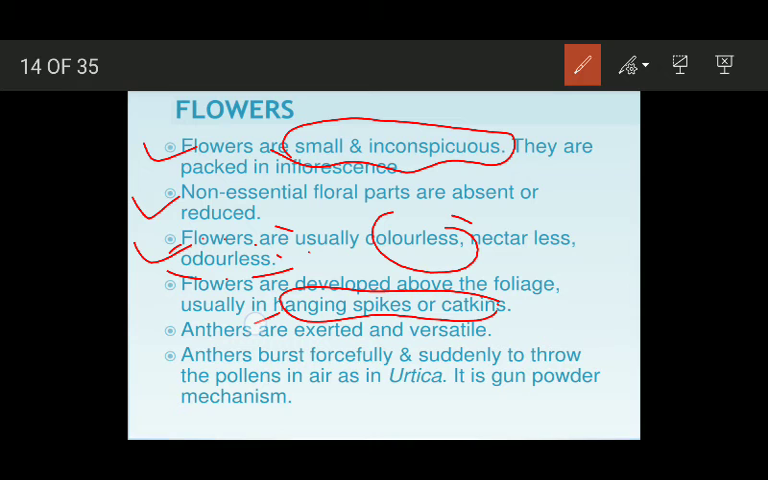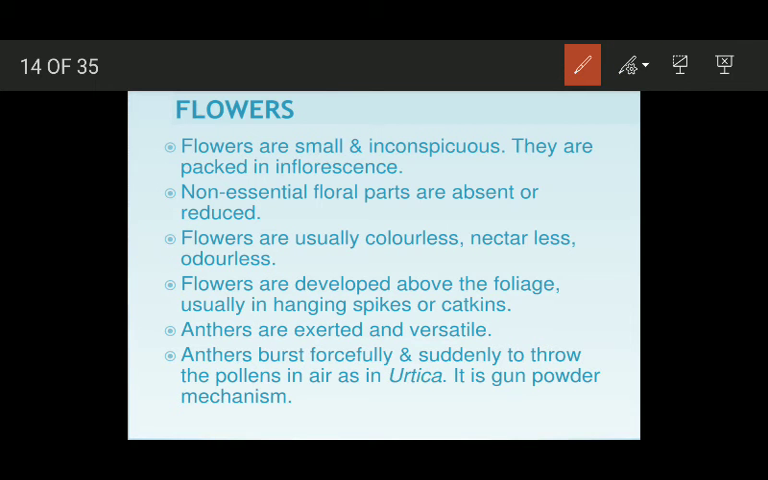We have already discussed these inflorescences in our previous class, I mean in the 11th class. So the flowers are developed above the foliage, above the leaves, usually in the form of hanging spikes or catkins. The anthers are extrorse and versatile.